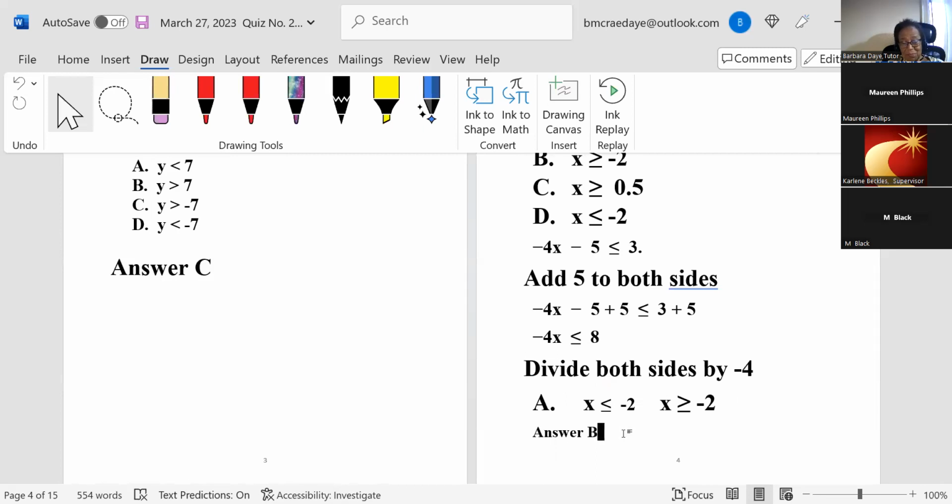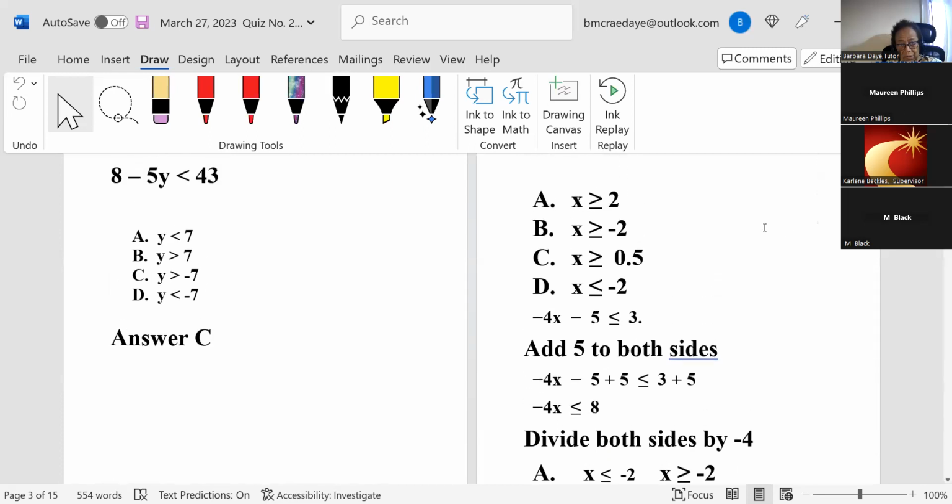And you both had the same answer. So what happened, Maureen? You forgot to reverse the symbol. I forgot to reverse it. Well, no, that's not true, because you got a 2 here. That's a negative. Yeah, that's what I got. Because if you got a positive 2?